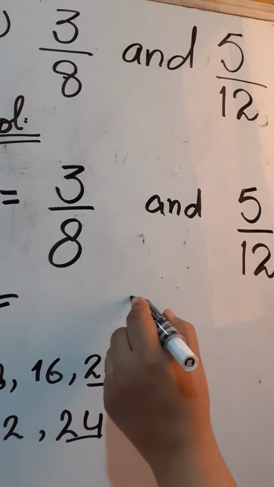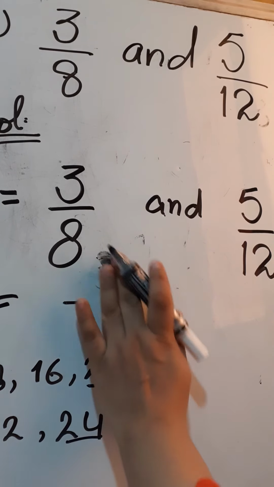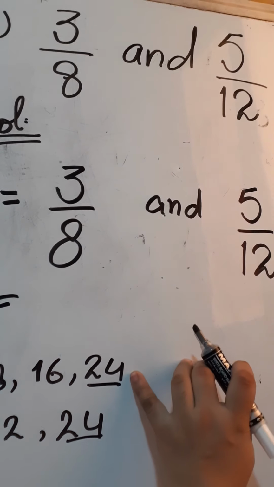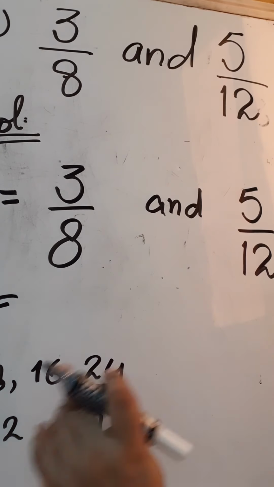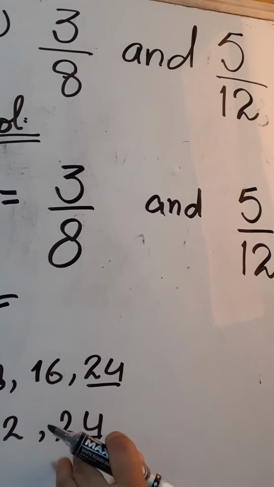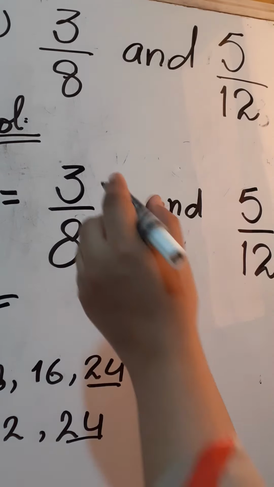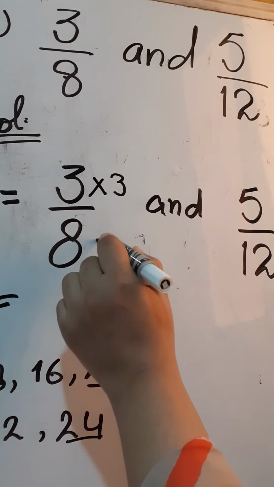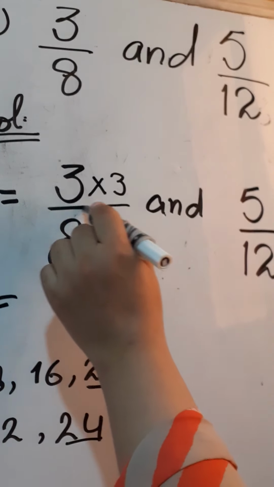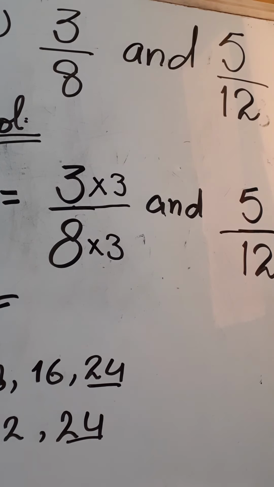So what do we do? You write here 3 and 8. Now we want to make the denominator 24 for both, because in the table of 8, 24 will come, and in the table of 12, 24 will come. 8 ones are 8, 8 twos are 16, 8 threes are 24. So 3 up and 3 down. Understand that? And here is the 24, and here is the 12.